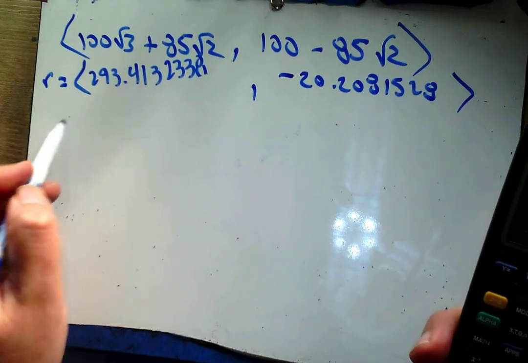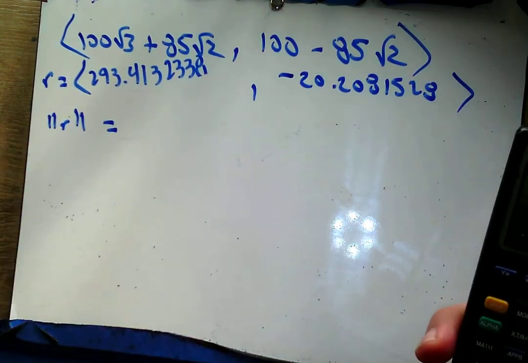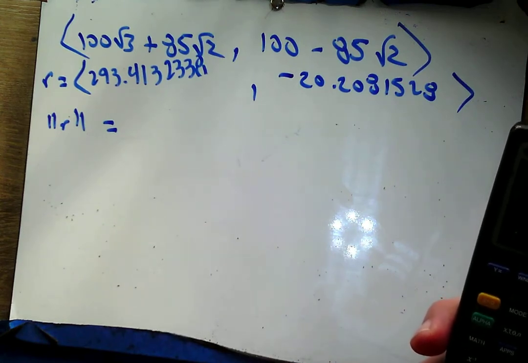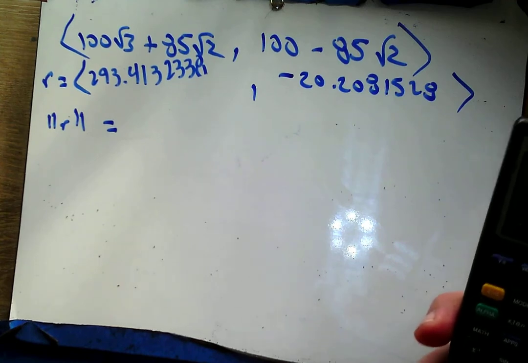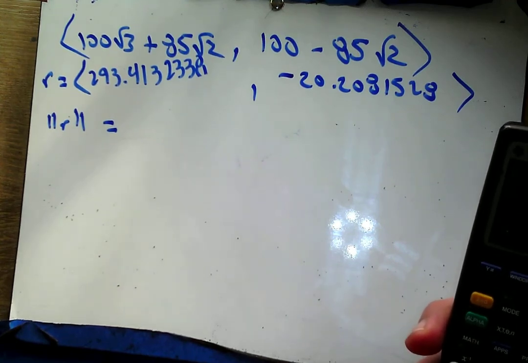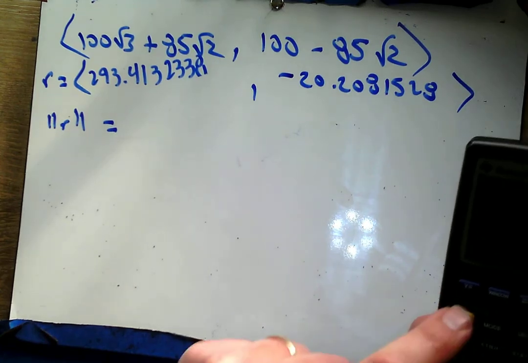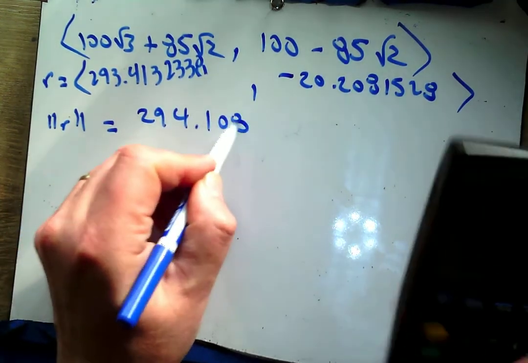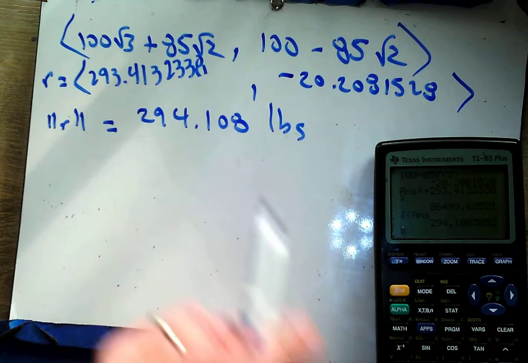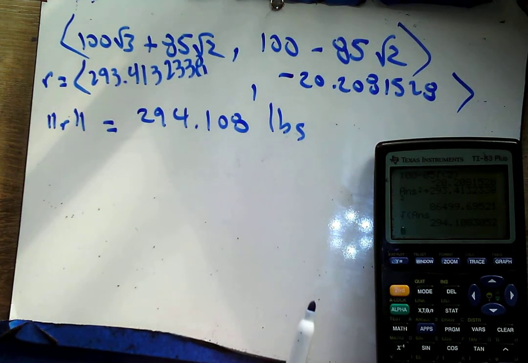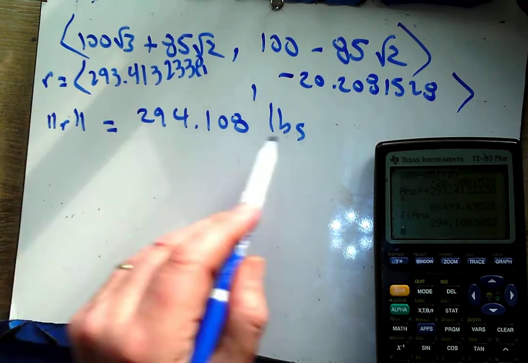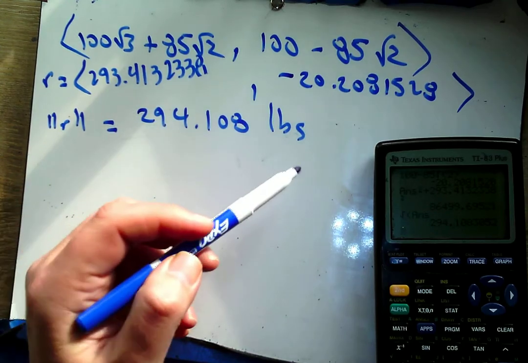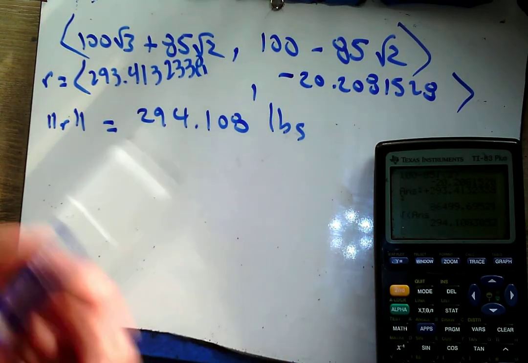We also wanted the magnitude of r, so I'm going to use the Pythagorean theorem with these values. I'm going to say that that one squared plus 293.4132338 squared. And if I take the square root of that answer, I'll get 294.108 pounds is the resulting force. Certainly those forces acting together make an even bigger resultant force. But now let's see if we can figure out whether or not that dotted line I drew at the beginning was correct or not.